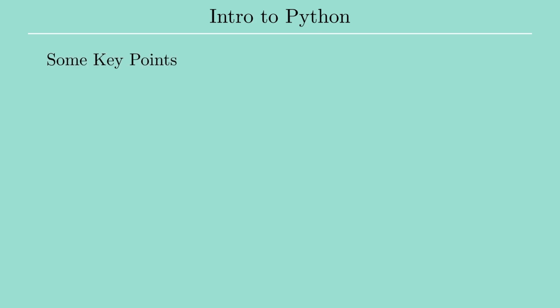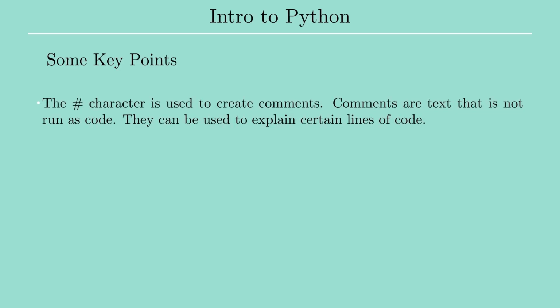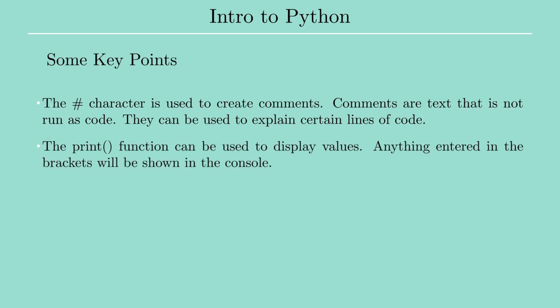Here are some key points when using Python. The hashtag character is used to create comments, which can be used to describe certain lines of code. Anything written on a line after the hashtag character will not be run as code. The print function is used to display values. Anything entered in the brackets will be shown in the console.